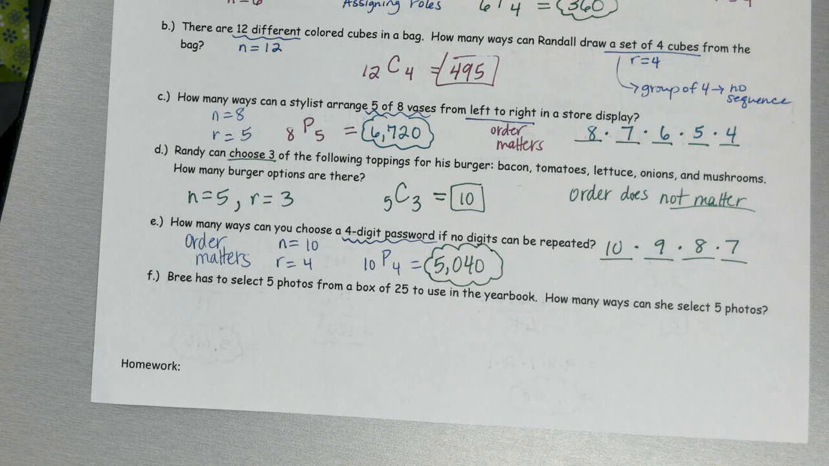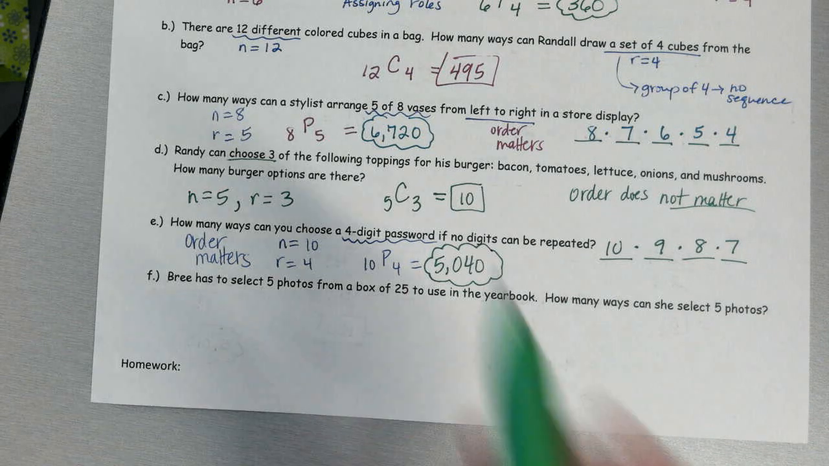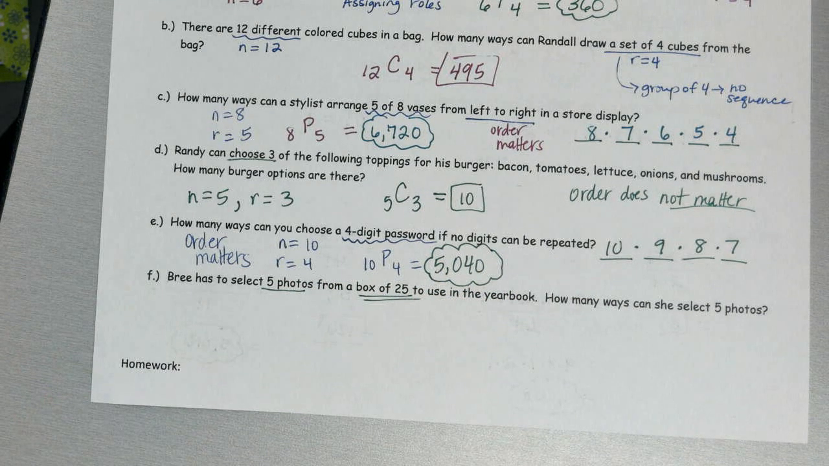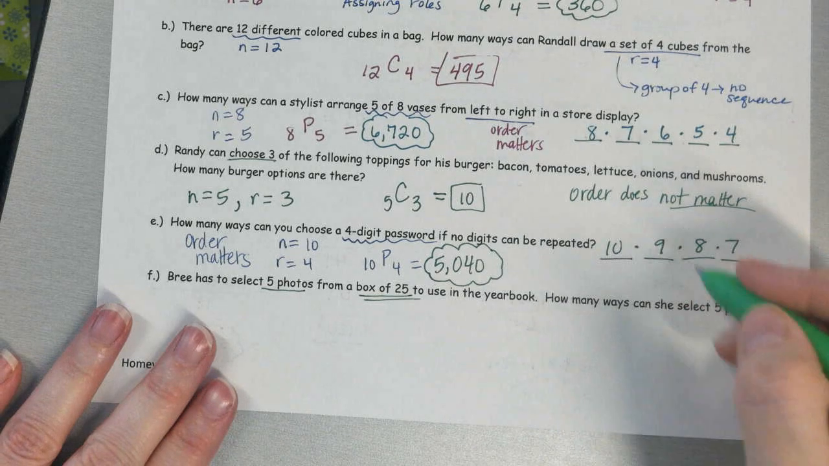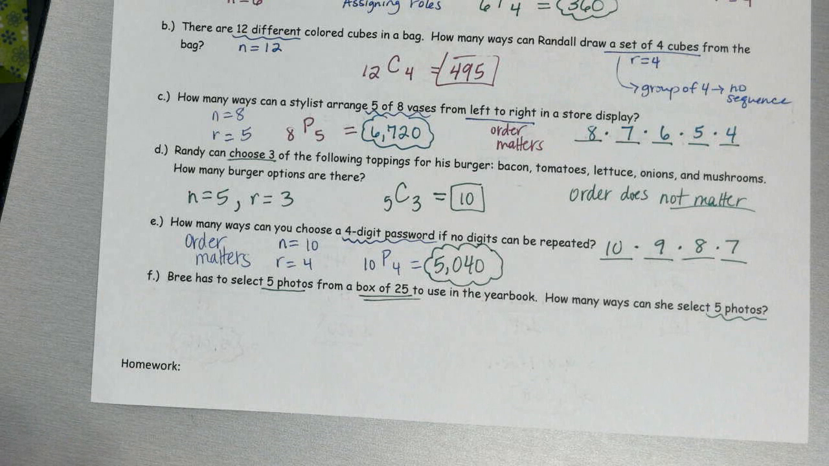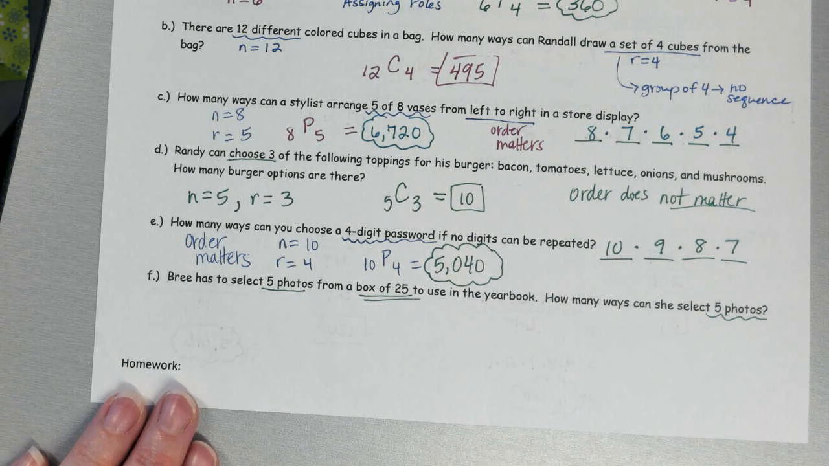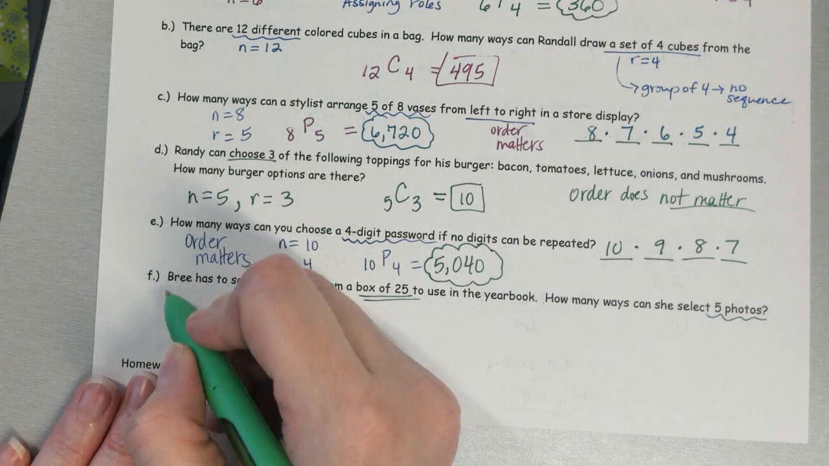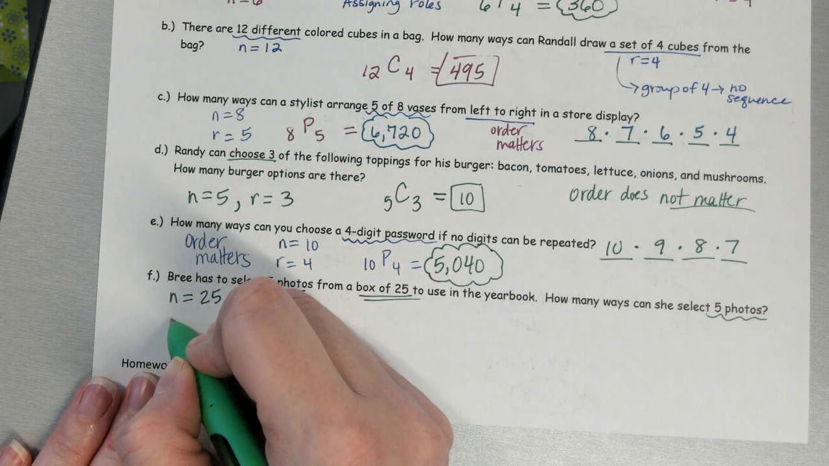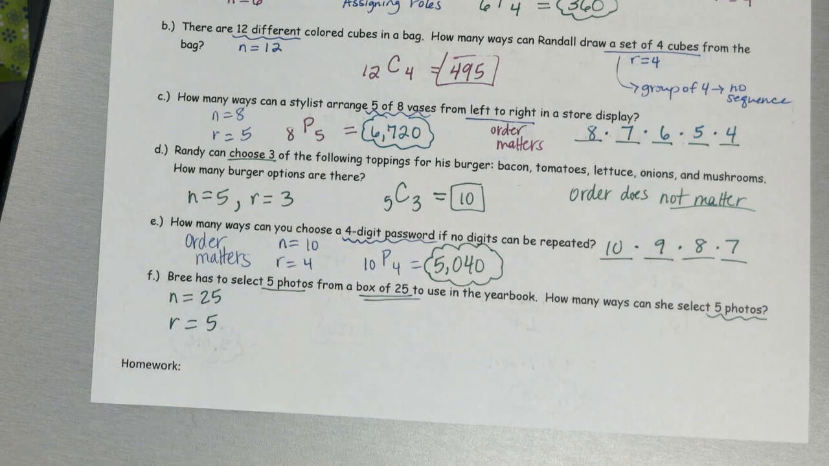The last one is Bree selecting 5 photos from a box of 25 to use in the yearbook. Okay, how many ways can she select 5 photos? Okay, so again, let's think of the total. Let's think of how many you're choosing. So the total is 25 photos. She's selecting 5 of them. What do you guys think? Does the order matter?